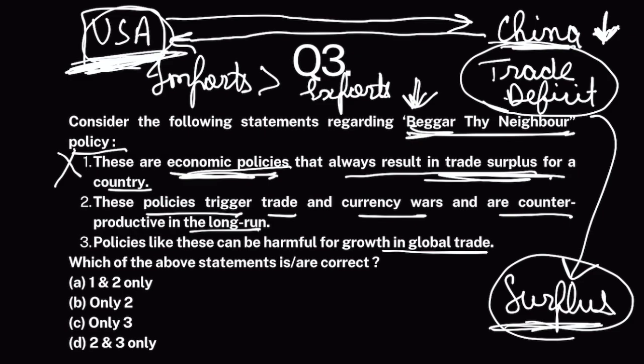In fact, this is pretty counterproductive in the long run because both these economies would impose restrictions against each other. So import and export between the two would decline. Importers and exporters in both these countries would bear losses. So this action by USA to beggar China would result in Chinese actions to beggar USA, and both of them will become beggars or lose on economic prosperity. Okay, these policies trigger trade wars, currency wars, and are counterproductive in the long run.